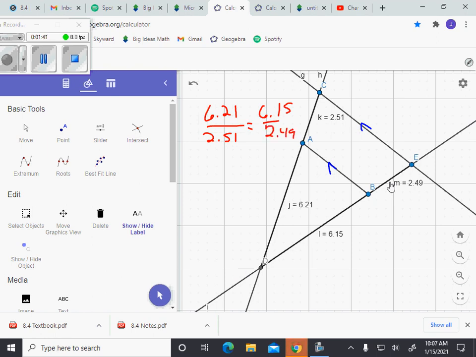Okay. If you type these into your calculator, you get 6.21 divided by 2.51. That should be 2.47. And 6.15 divided by 2.49, it's 2.47. Okay, so these are equal. They are proportional. Okay, these side lengths are proportional.